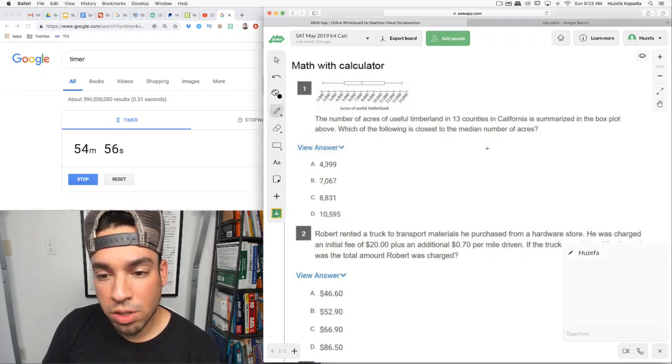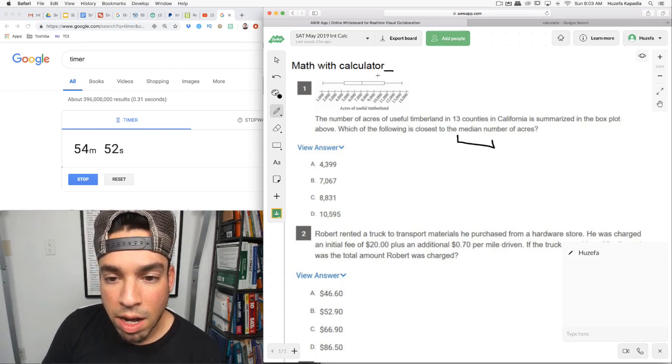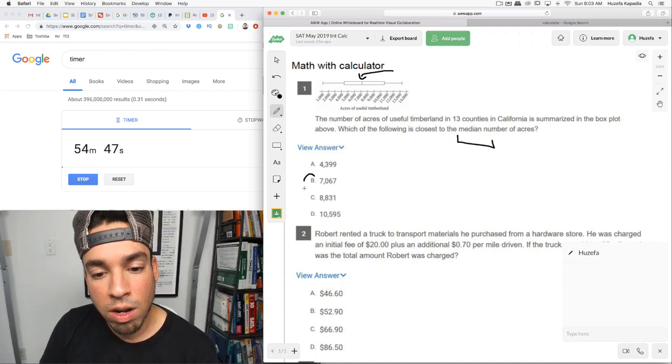Okay, the number of acres of useful timberland in 13 countries is shown in a box plot. Which of the following is close to the median? Boom. You just got to know how to read a box plot. The median is this little line right there. The median is around 7,000.